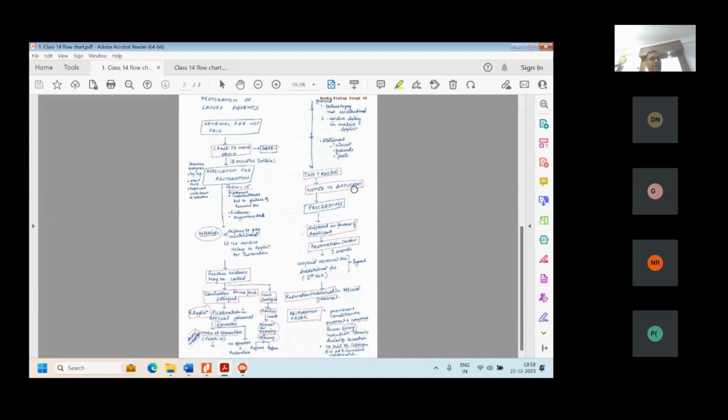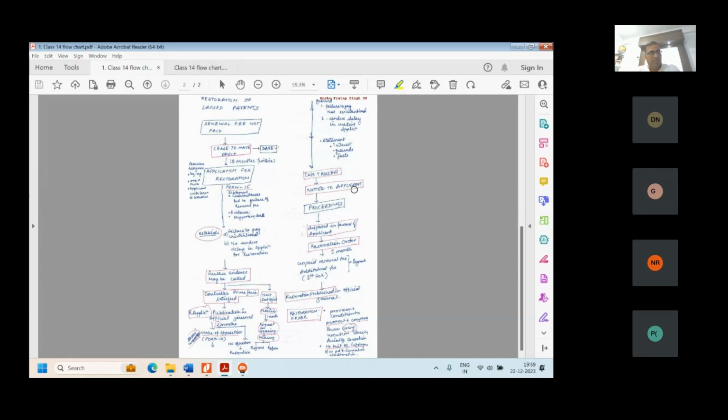restoration of lapsed patents, which we studied: sections 60 to 62 deal with the restoration of lapsed patents. What happens is that under section 53, you are supposed to pay the renewal fee within a prescribed period. What is the prescribed period? Before the expiry of the statutory time limit, plus 6 months if it is extended. So we say that you should pay it before the commencement of the new financial year.